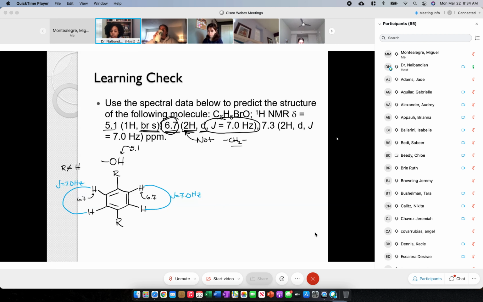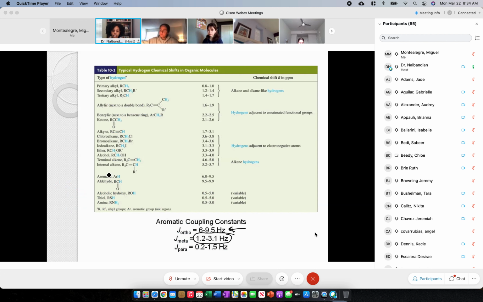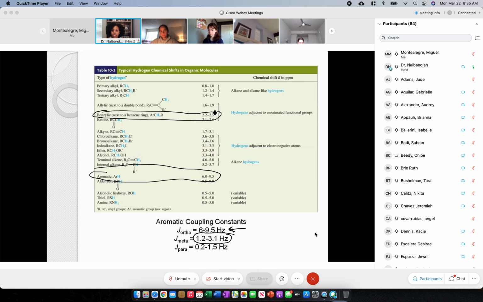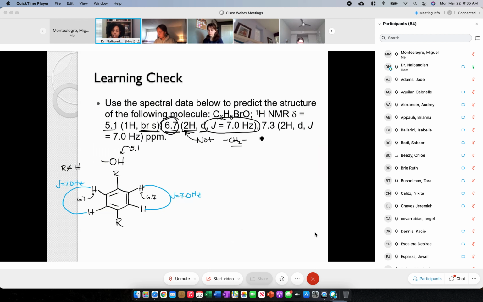7.3 is still in the aromatic region, right? Our aromatic hydrogens, that's what we're looking at. We also had this benzylic, but we know that there are no hydrogens right beside the double bond because there's nothing down this low, this upfield, 2.2 to 2.5. So we know that everything here has to be on the benzene ring, not something beside the benzene ring. But anyway, we have 7.3, 2 hydrogens, it's a doublet, but look at this, we're seeing that 7.0 Hertz again. So this has to be 7.3, and this has to be 7.3.